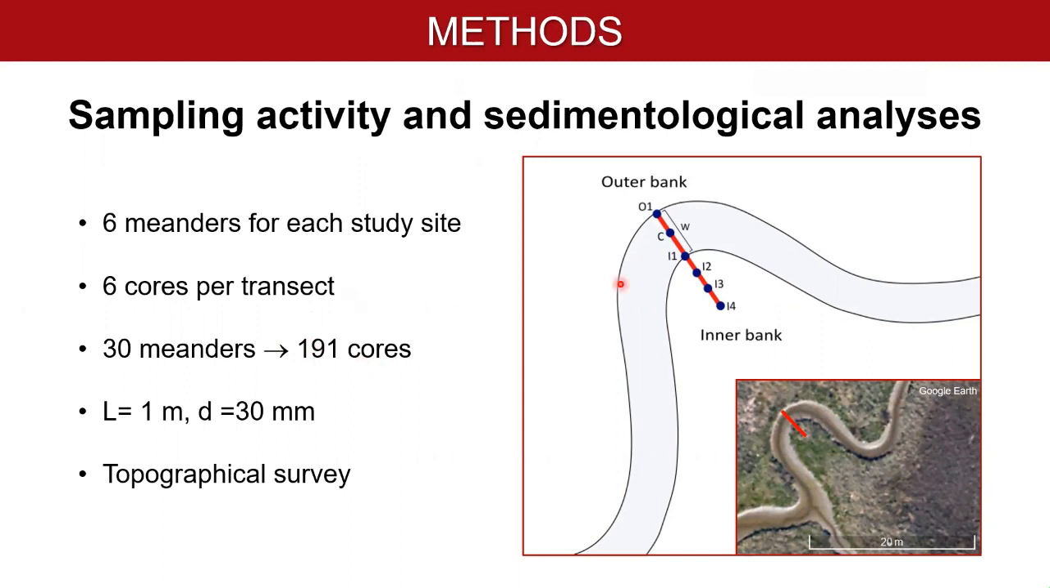The axial transects start on the outer bank point of the bend, and their length is twice the width of the channel. The core named O1 was taken on the outer bank rim of the channel, the core C on the channel thalweg, the core I1 on the inner bank rim of the channel, and the I2, I3, and I4 cores were collected at 1/3, 2/3, and one of the channel widths respectively. Then the topography of the study area and the location of the stratigraphic cores were surveyed using a differential GPS.